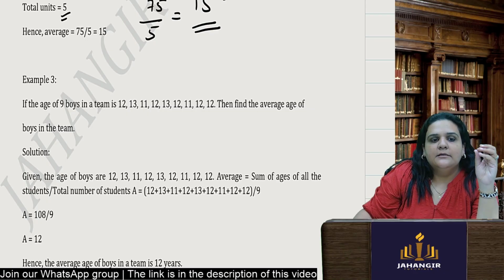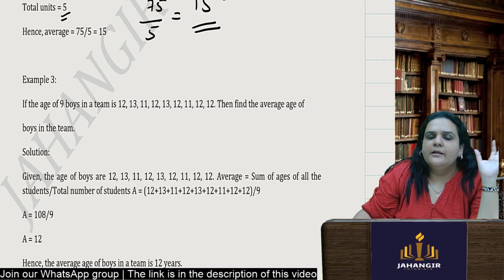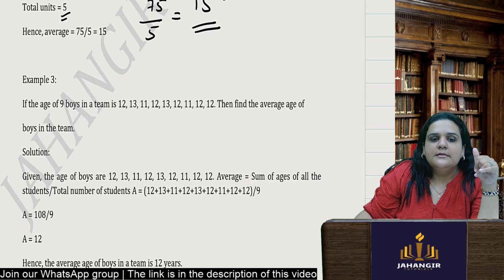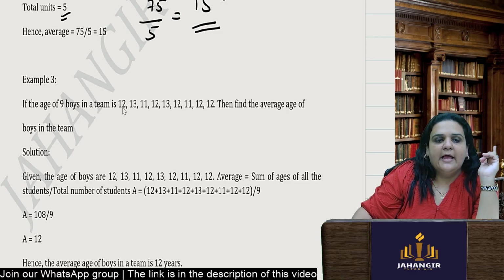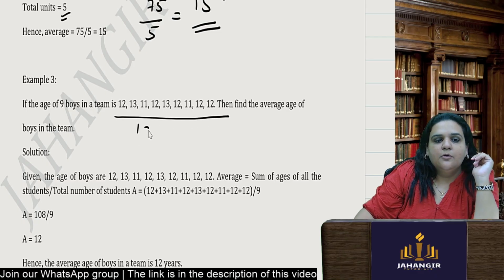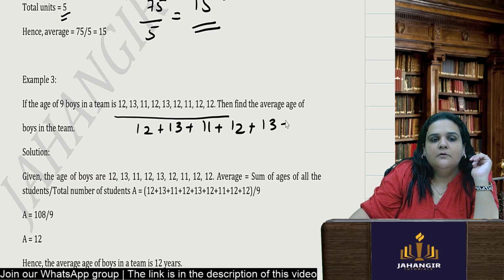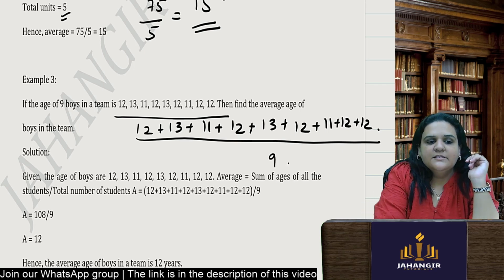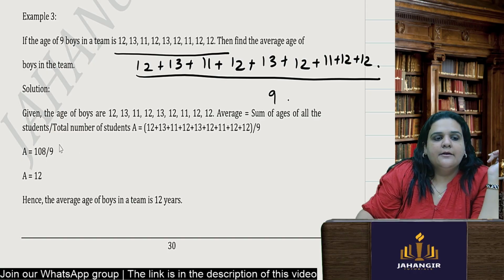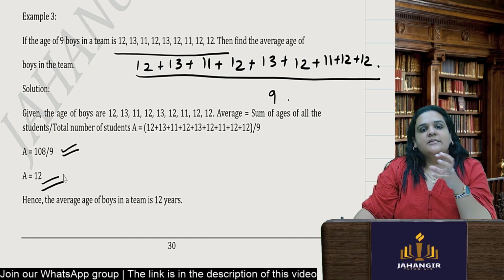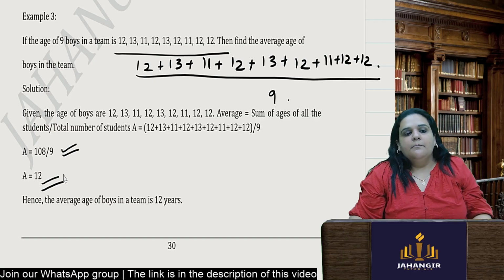If there are 9 boys in a team and their ages are given as 12, 13, 11, 12, 13, 12, 11, 12. So almost they are around the same age. I have to find the average age of all the boys. I know there are 9 boys. I will add all the observations: 12 plus 13 plus 11 plus 12 plus 13 plus 12 plus 11 plus 12 plus 12. I'll divide that by 9. Sum of all the ages divided by the total number of students. I'm getting 108 upon 9. So the average age of the boys in the team is 12.